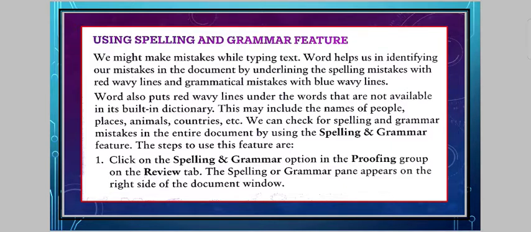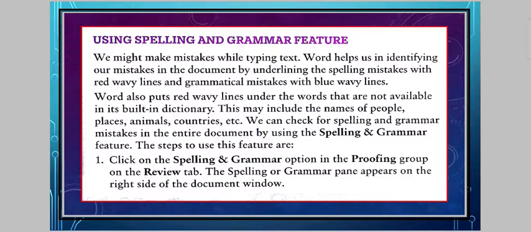Now Word also puts red wavy lines under the words that are not available in the built-in dictionary. Microsoft Word has an inbuilt dictionary. So Word puts the wavy line under the words that are not available in the inbuilt dictionary. Okay, they may include the names of pupils, places, animals, countries, etc.